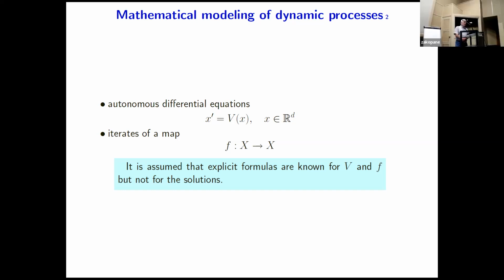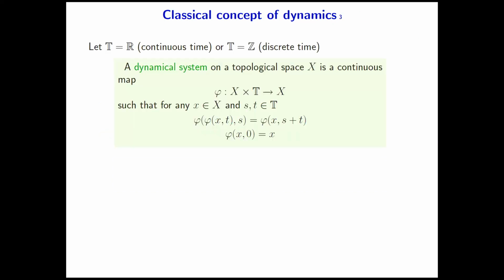But mathematicians quickly realized that even if you know explicit formulas for V and F, it's not so easy to get explicit formulas for solutions. So they started to study the solutions without knowing the formulas, and this required the formalization of a dynamical system.